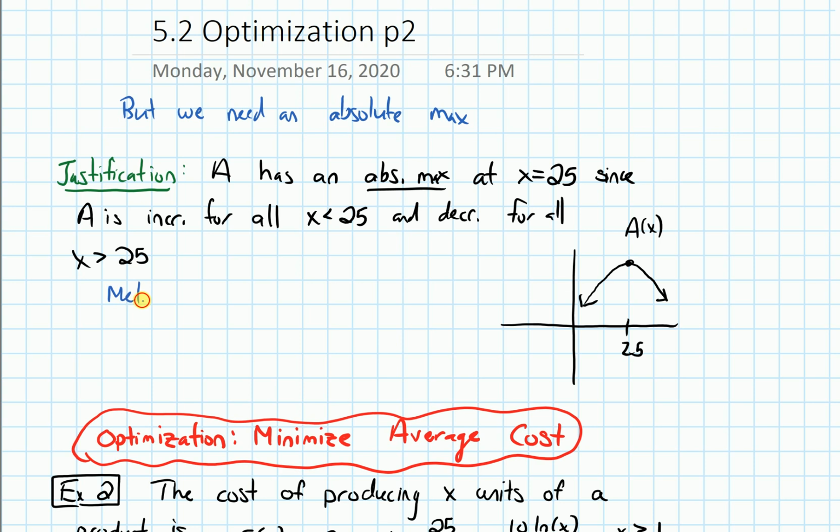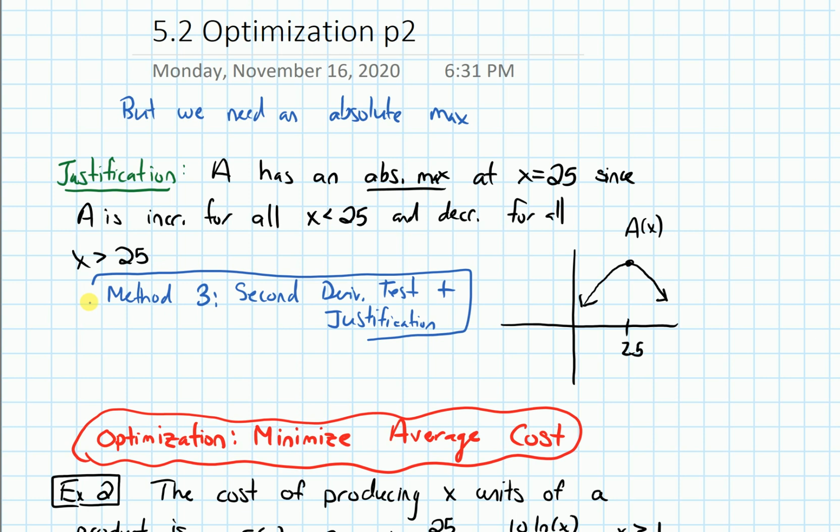Okay, so there is actually a third method for justifying why our critical number is an absolute max or min. It involves using what's called a second derivative test plus some justification. We actually don't know about the second derivative test yet for this, we need section 5.3 material, which is the next section. So when we do our optimization examples, I'm only going to be doing it using method 1 or method 2. But I point this out just so that you're aware there is another way that we could do these.